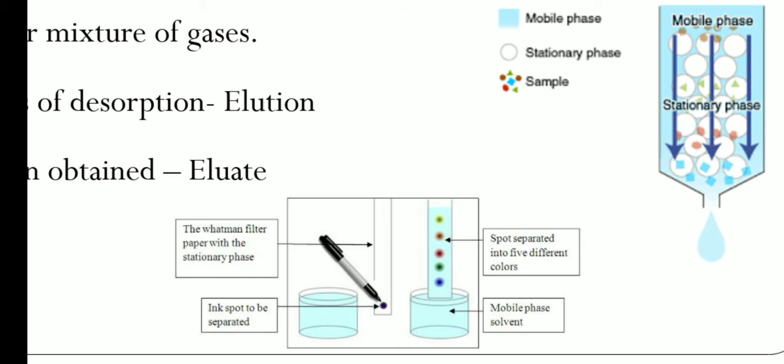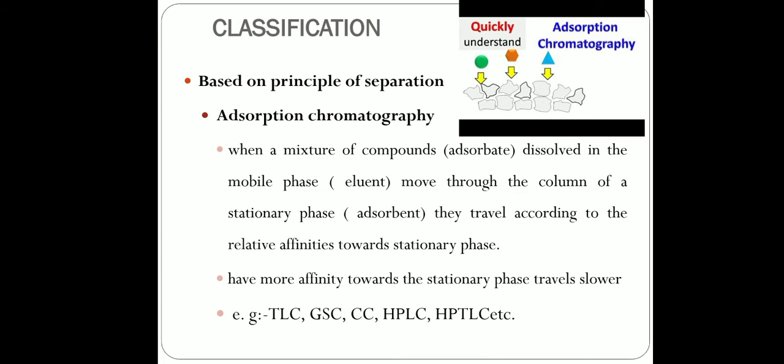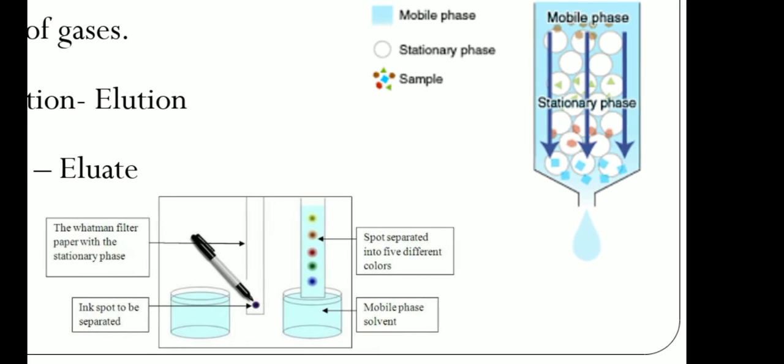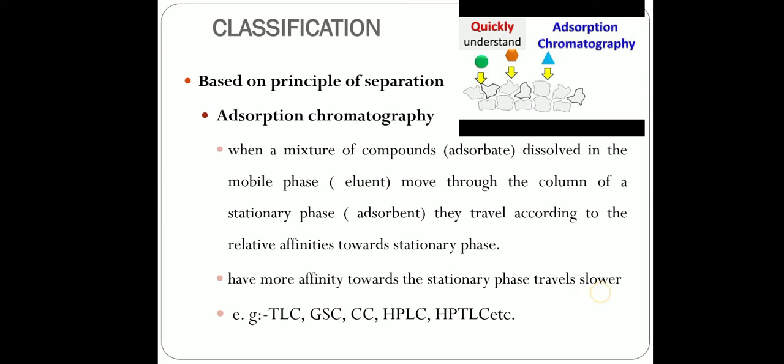So they have spotted one ink spot over this Whatman filter paper, and their purpose was to separate this spot, that ink color, into individual colors. What they have done is spotted that on the filter paper, and that was dipped in the mobile phase. Here the mobile phase is liquid. So that is spotted over the filter paper and allowed to move. What happens? Here you can clearly see the different colors.